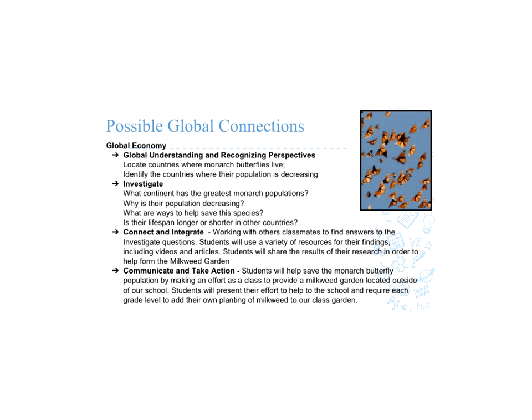They will use a variety of resources for their findings, including videos and articles. They'll be able to explore a lot on the internet, talk with teachers and other classmates, and then they will share the results of their research in order to help form the milkweed garden. So to take action, the students will help save the monarch butterfly population by making an effort as a class to provide a milkweed garden located outside of their school, and they will present their effort to help the school and require each grade level to add their own planting of milkweed to our class garden.